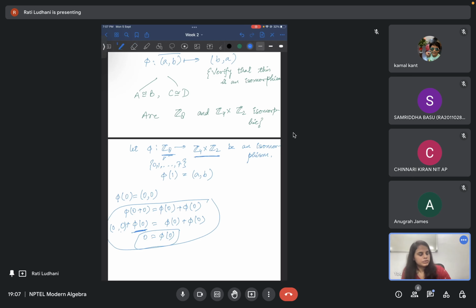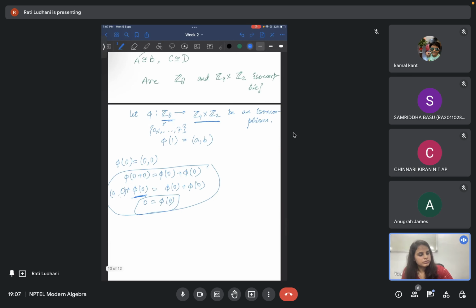Okay. So phi(1) will go to (a, b), and you know 0 will go to (0, 0). Now let's say where phi(1 plus 1) will go. So phi(1 plus 1) is what? phi(1) plus phi(1), because phi is a homomorphism. So this has to be true. Now see, phi(1 plus 1), that is phi(2), is equal to phi(1) plus phi(1), which is (a, b) plus (a, b). What will you get? phi(2) is equal to (2a, 2b).